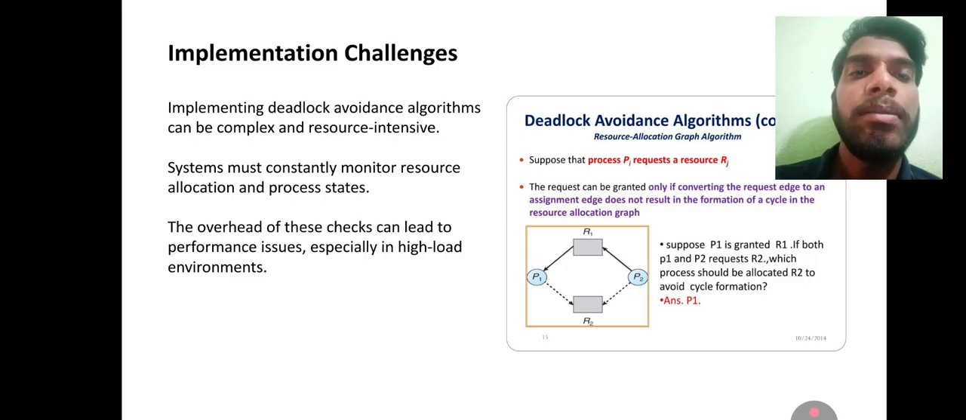Implementation challenges. Implementing deadlock avoidance algorithms can be complex and resource intensive. The system must constantly monitor resource allocation and process state. The overhead of these checks can lead to performance issues, especially in high-load environments.